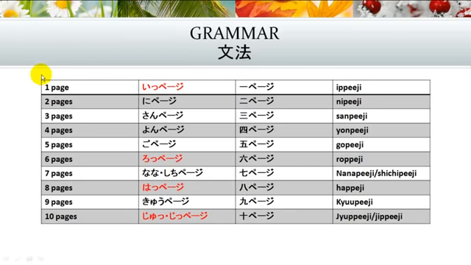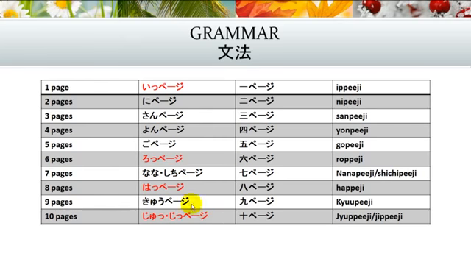Now let's move on to the classifier used for pages. 1 page equals 1ページ. 2 pages is 2ページ. 3 pages is 3ページ. 4 pages is 4ページ. 5 pages is 5ページ. 6 pages equals 6ページ. 7 pages is 7ページ. 8 pages is 8ページ. 9 pages is 9ページ. 10 pages is 10ページ.